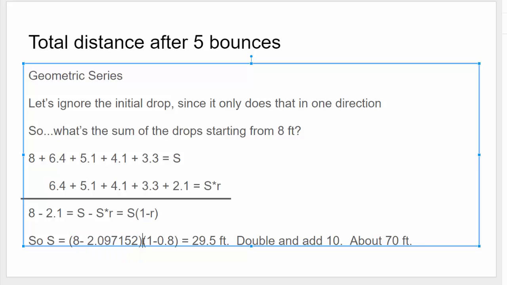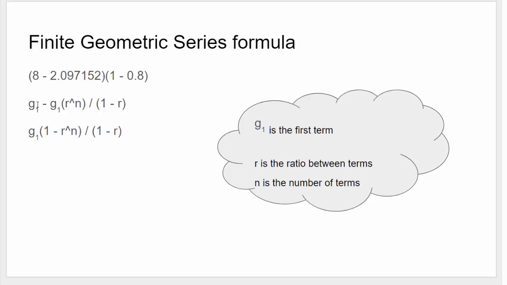Divided by 1 minus 0.8. And that comes out to be about 29.5 feet. We need to double that because each of those heights happen twice. Add 10, and we get roughly around 70 feet total distance traveled. So that's where that formula comes from, okay?